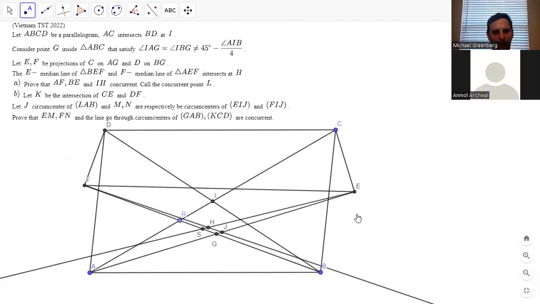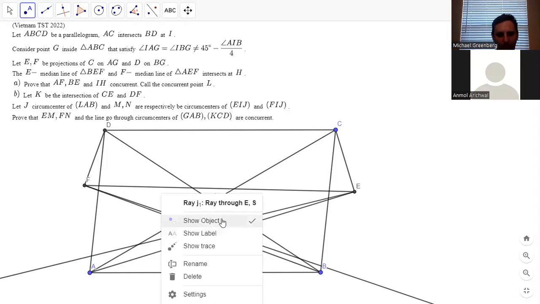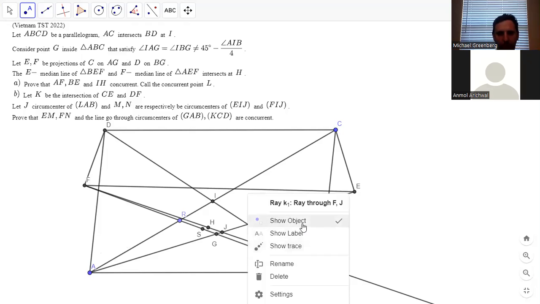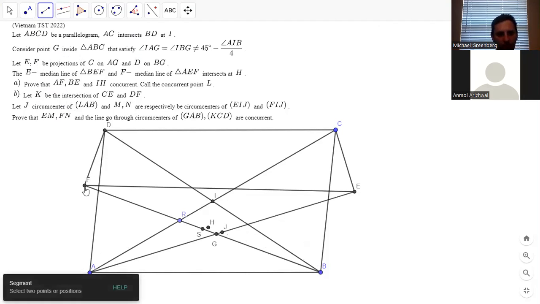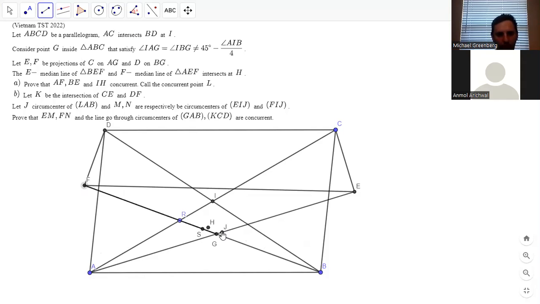We want to show that AF, BE and IH are concurrent. It feels like this is Desargues, right? At least to me it does. FHJ, whoops. Okay.